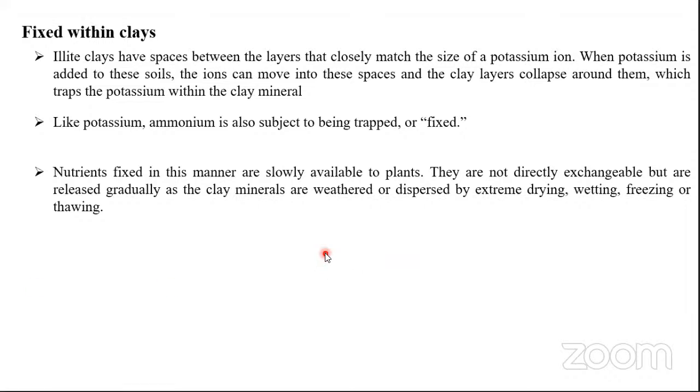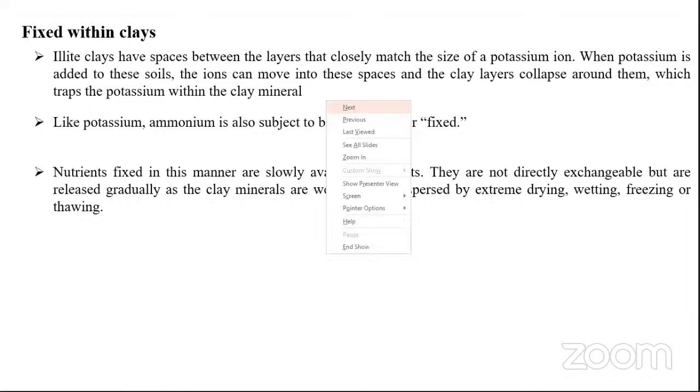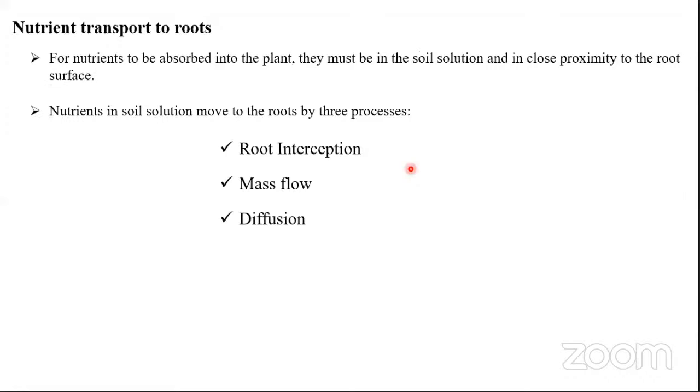And coming to the next slide, here we go. Finally we are coming to the topic of our interest. Soil nutrient transportation takes place in three ways. One is nutrient root interception, which is direct contact. Another is mass flow. And another one is called diffusion. Very first we will see the root interception.